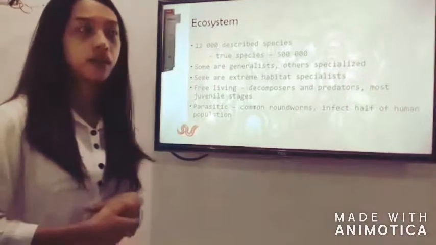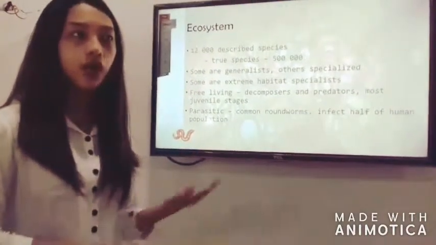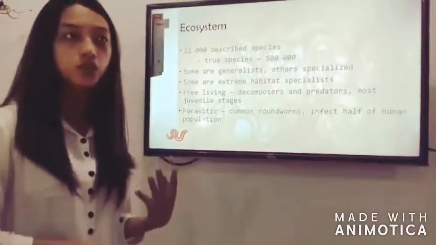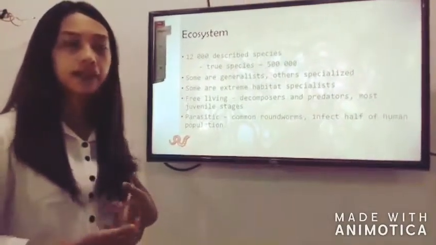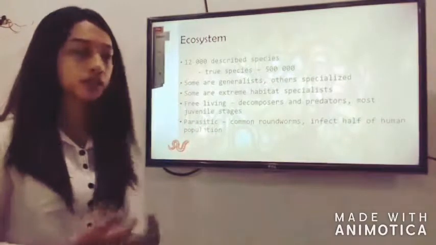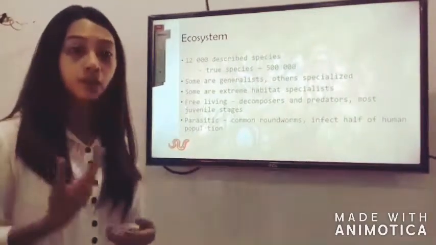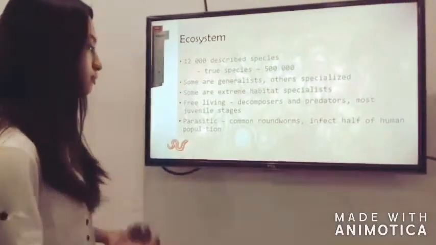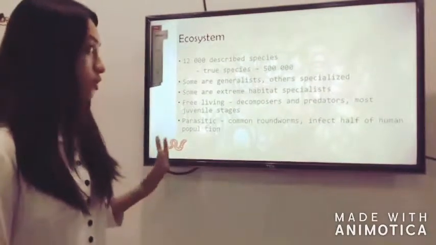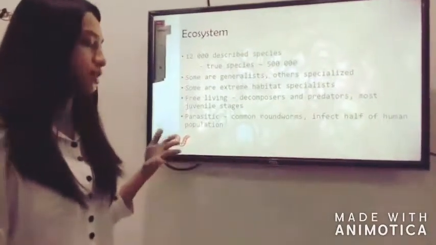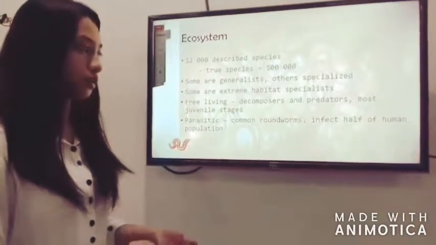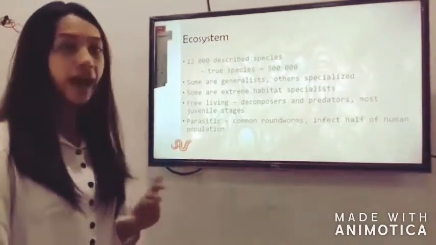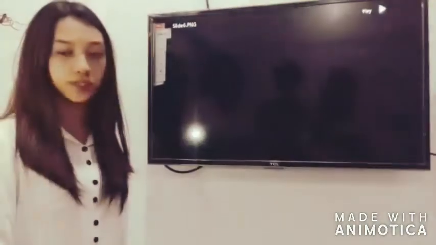Nematodes have 4 juvenile stages: J1, J2, J3, and J4. It is only J3 that infects the host if the nematode is parasitic. As mentioned, some species are parasitic. They are the common roundworms, which infect half of the human population.